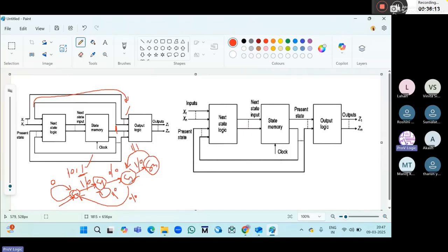Overlapping means you can add anywhere, like even here you can add 1011. Here also you can add, or here also you can add. We have two cases, overlapping and non-overlapping.